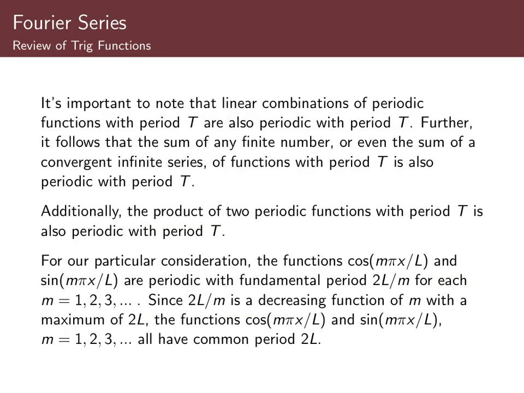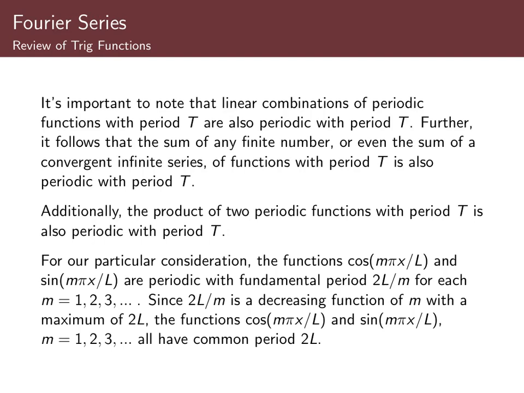It's important to note that linear combinations of periodic functions with period T are also periodic with period T, so there's some closure there. Further, it follows that the sum of any finite number, or even the sum of a convergent infinite series of functions with period T, is also periodic with period T. And the product of 2 periodic functions with period T is also periodic with period T. When we're trying to construct series, it's nice to know that if all of the terms in the series are periodic with a certain period, the series itself will also be if it converges.